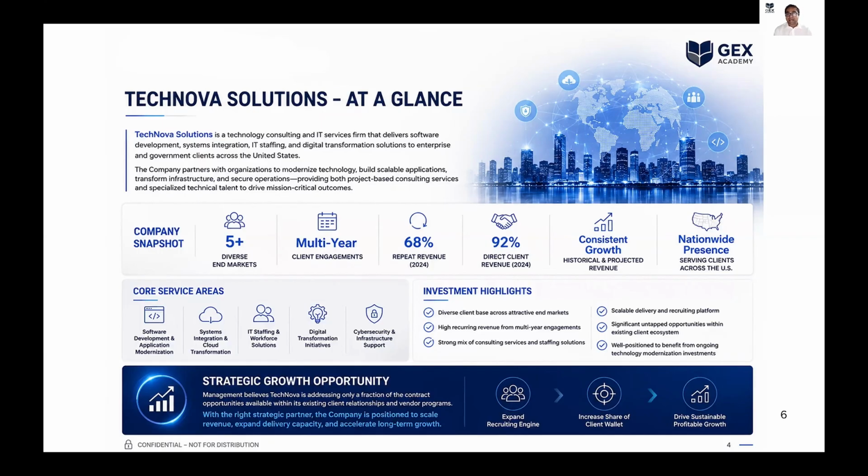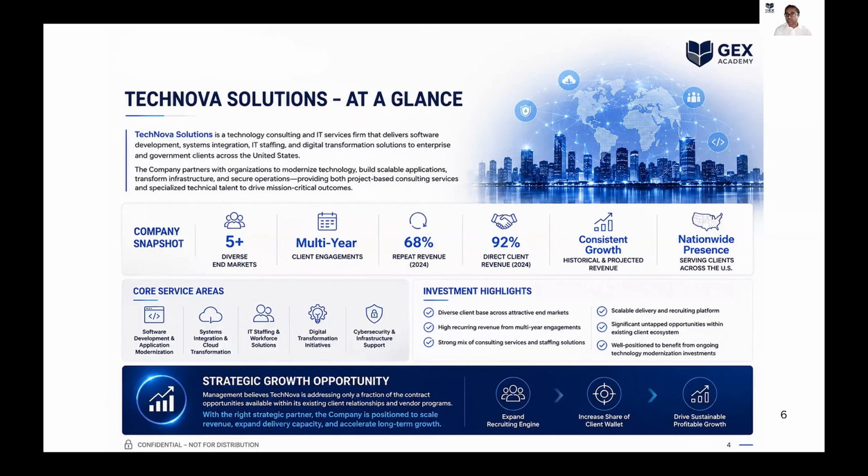I also want you to focus on the investment highlight section over here. Whenever you're reviewing a sim, these highlights provide insights into the seller's investment thesis, right? In other words, they're telling you why they believe this business is attractive and why a buyer should be interested. As investors, our job is to evaluate whether these claims are reasonable and supported by the underlying data.